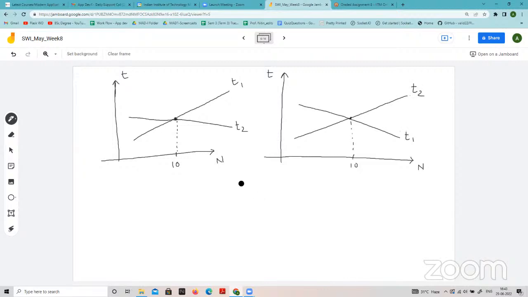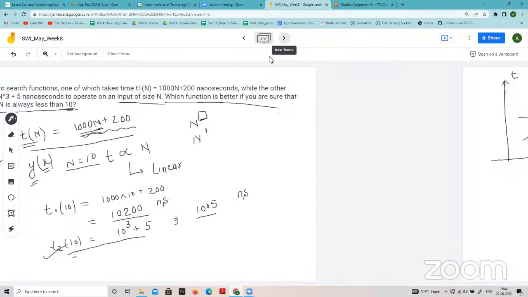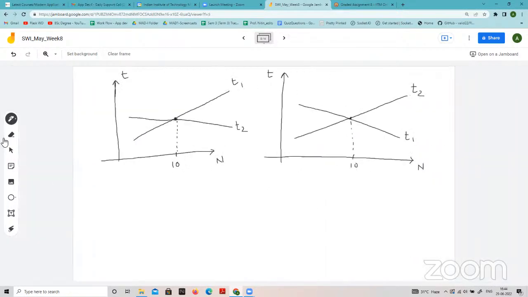What we have done is found out what is happening at point 10. Pardon me for a second. This is not 10; this can be any other number. These are the numbers where these functions are intersecting.